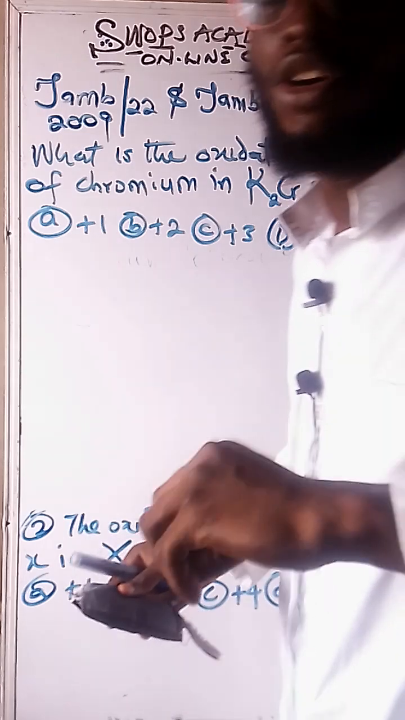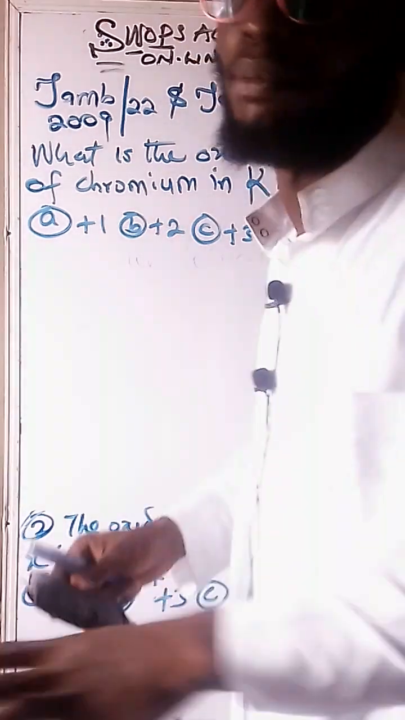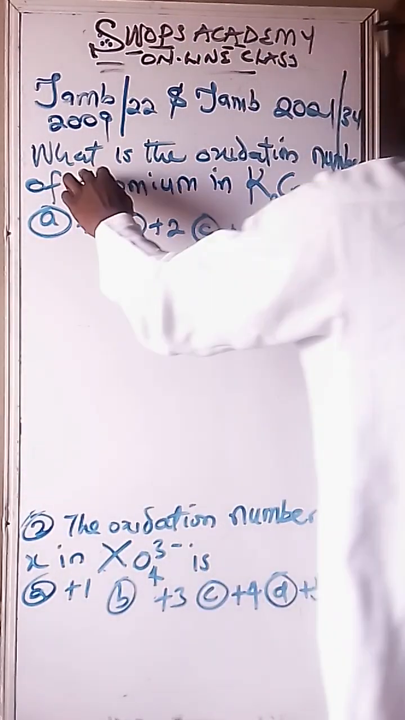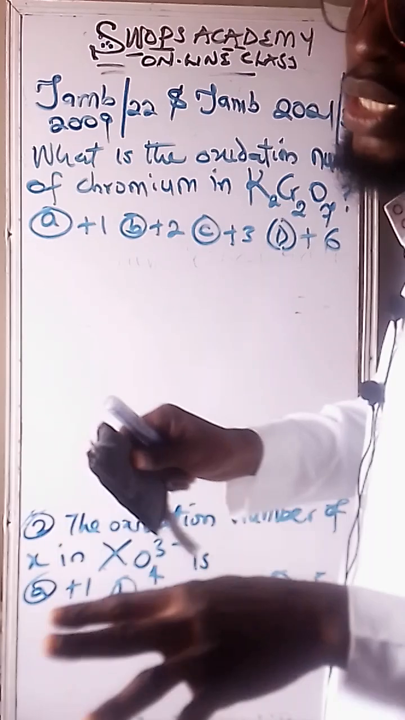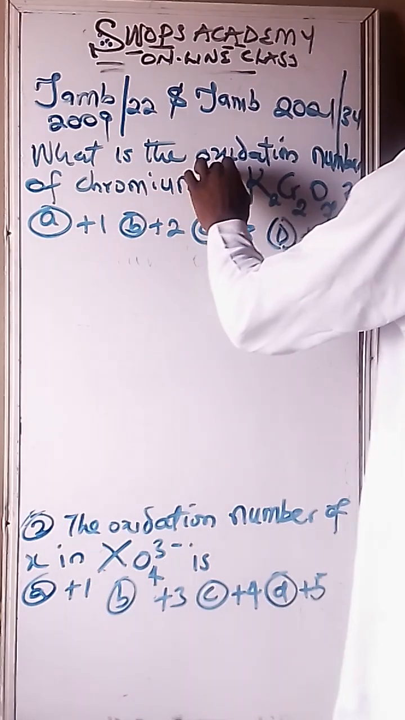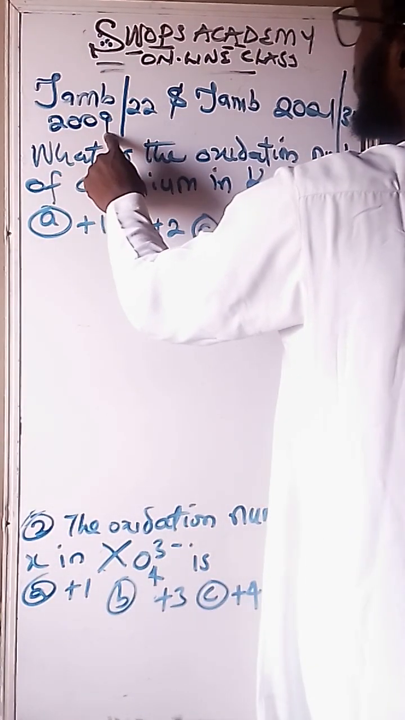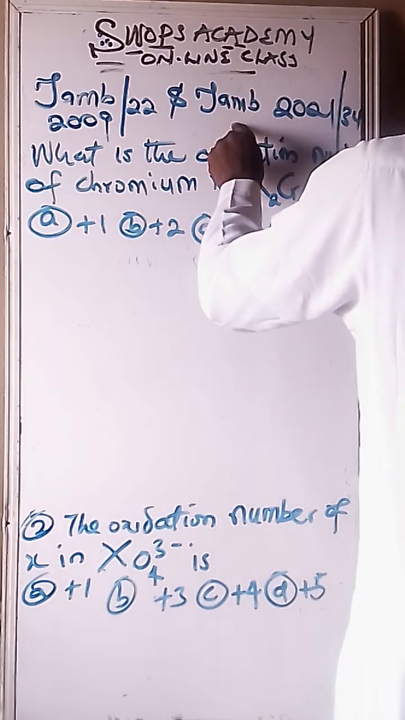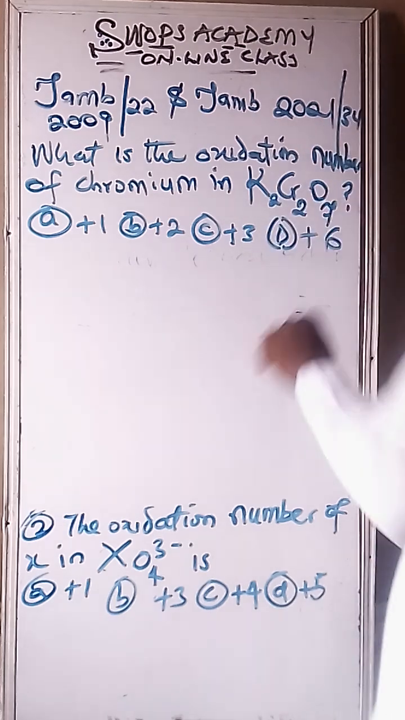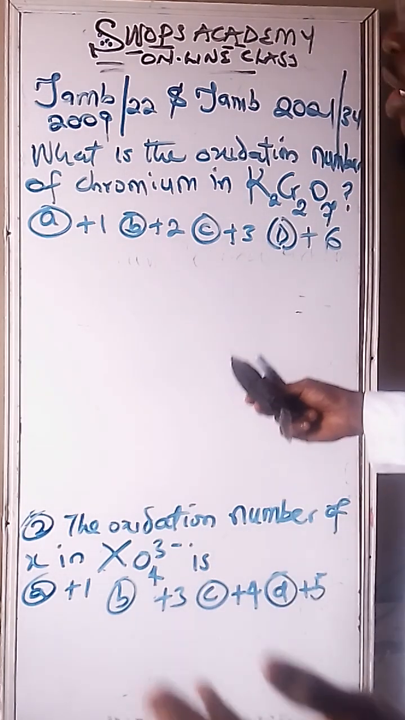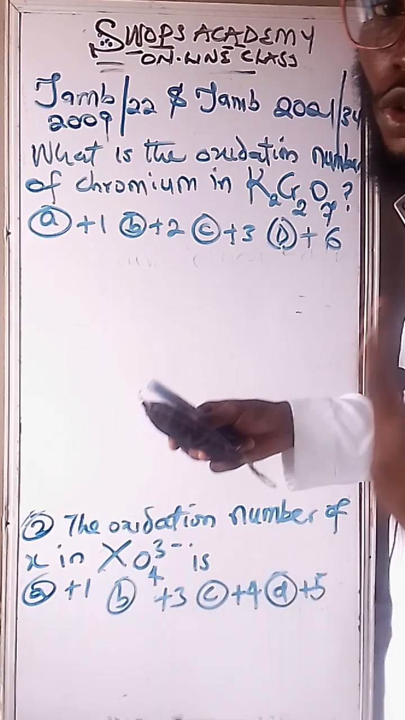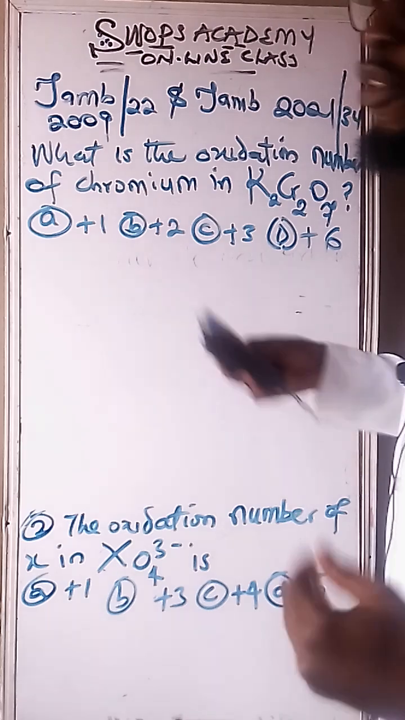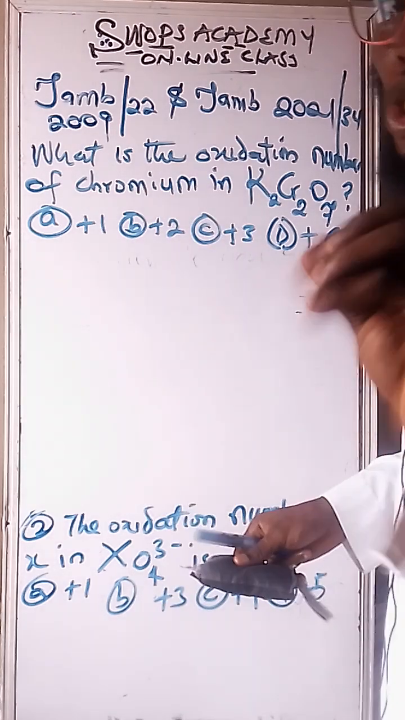Another thing, they can call it oxidation state or oxidation number. They are synonymous words with one another. This is JAMB 2009 question number 22, and it was also repeated in JAMB 2021 question number 34. That is why I said these are bonus questions that they do repeat. JAMB wants to get your understanding. They just want to test your brain. So this topic is a very cheap topic.